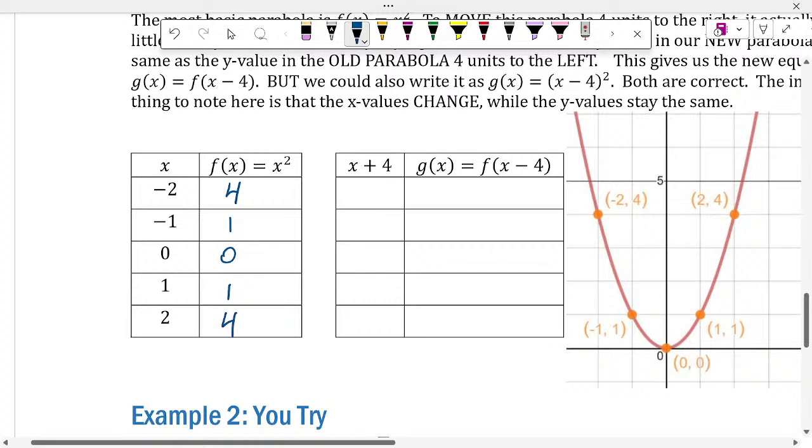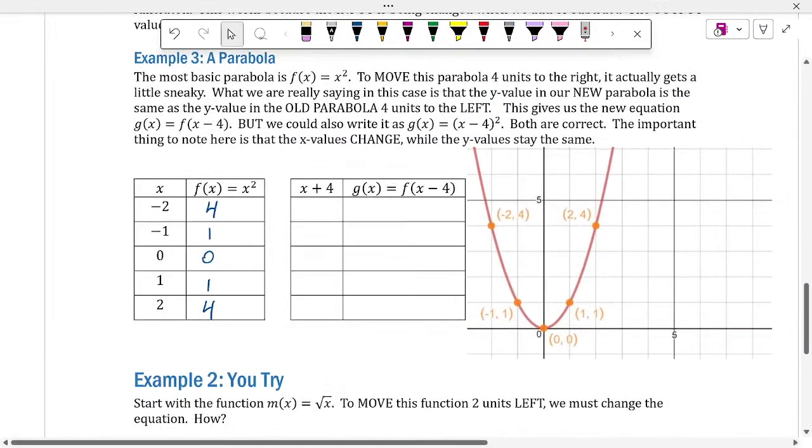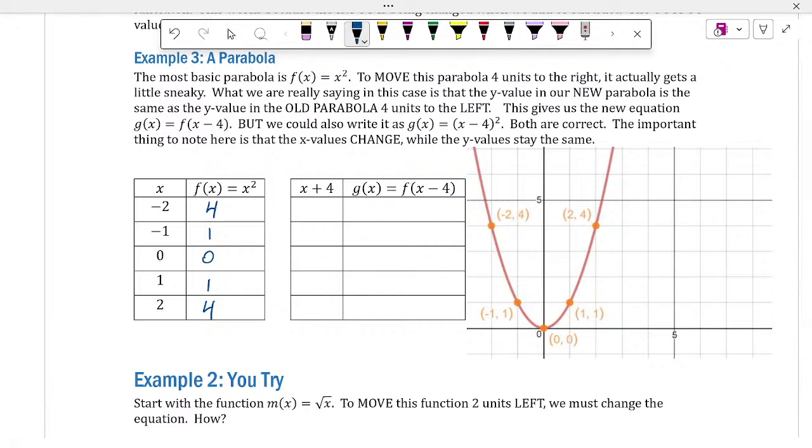But now let's take a look at this. Because what we're saying here is do g at x minus 4 and then square it. Does that make sense? Take x and do what with it? Subtract 4. And then do what? Square it. Does that make sense?